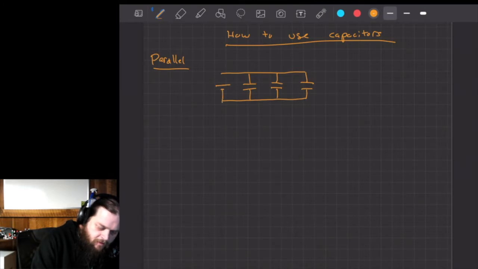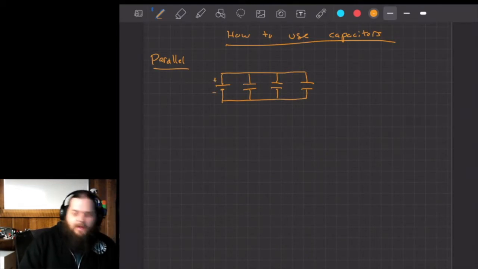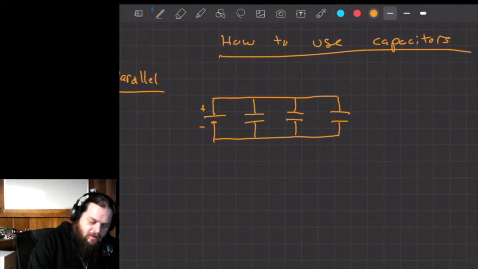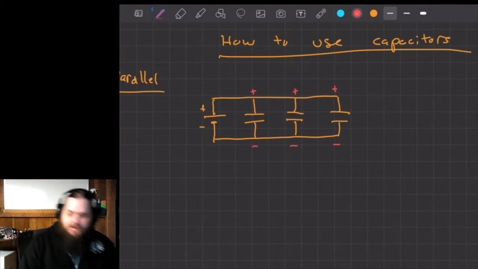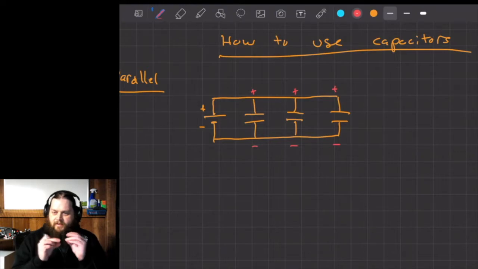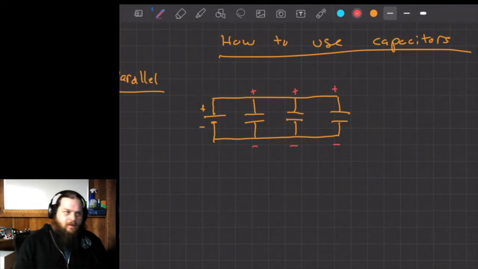this is the symbol for a battery or a power source, really a battery. That's negative, this is the positive side. Each side of this circuit is going to be the same voltage potential. So this side over here, these will all be the same positive voltage. This side down here is all the same negative voltage. And the capacitance for each of these could be different based on the spacing between them or the size of the plates for the most part.